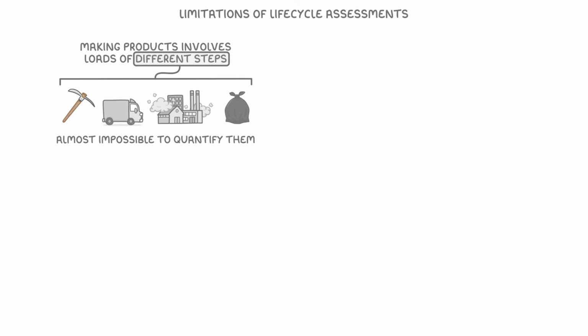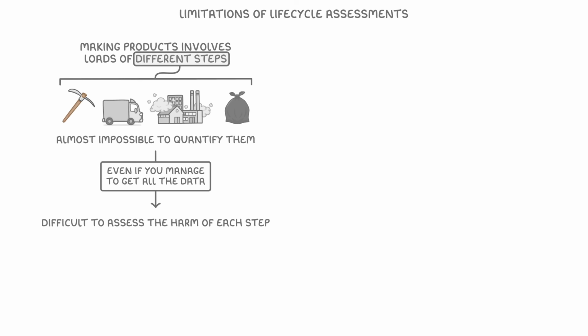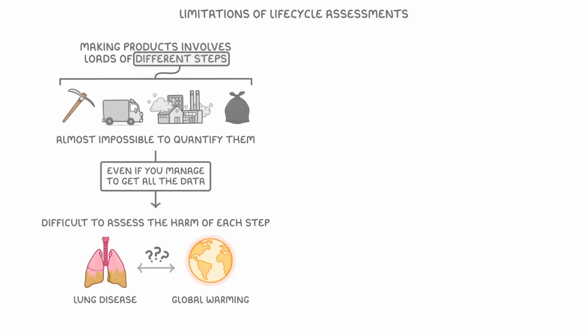The last thing we need to look at are the limitations of life cycle assessments. For starters, most of the time making products involves loads of different steps, and it can be almost impossible to actually quantify all of them. Even if you do manage to get all of the data though, and you find exactly how much energy was used, how many pollutants were produced, and so on, it's still difficult to assess the harm of each step. For example, how do you compare the production of particulates that contribute to lung disease to the production of greenhouse gases that contribute to global warming. It's very hard to say which of these is worse.